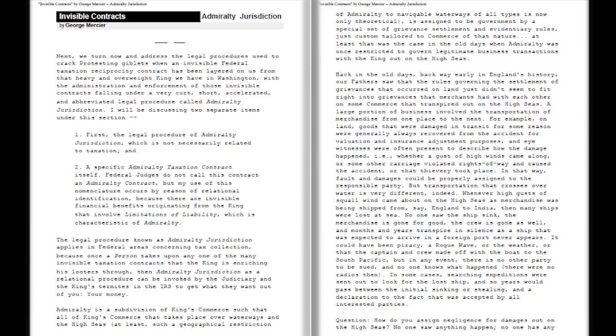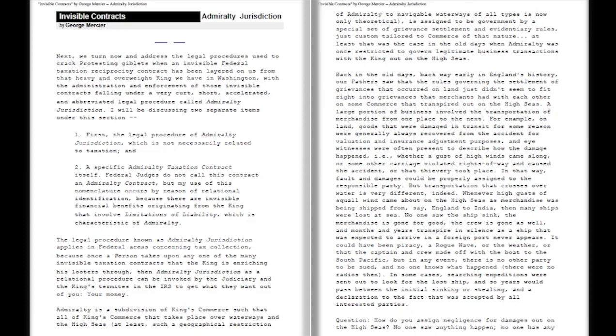Admiralty is a subdivision of king's commerce such that all of king's commerce that takes place over waterways and the high seas is assigned to be governed by a special set of grievance settlement and evidentiary rules, custom tailored to commerce of that nature. At least, such a geographical restriction of admiralty to navigable waterways of all types is now only theoretical. At least that was the case in the old days when admiralty was once restricted to govern legitimate business transactions with the king out on the high seas.